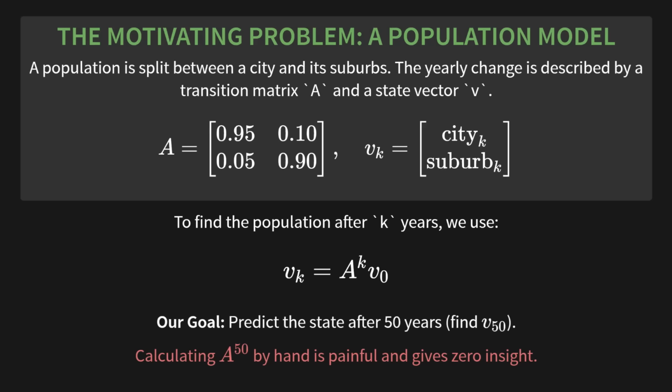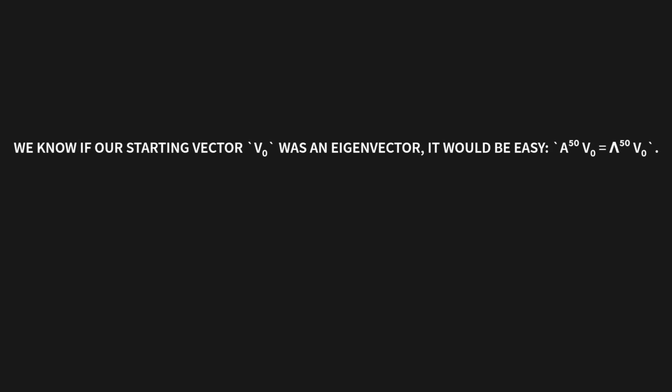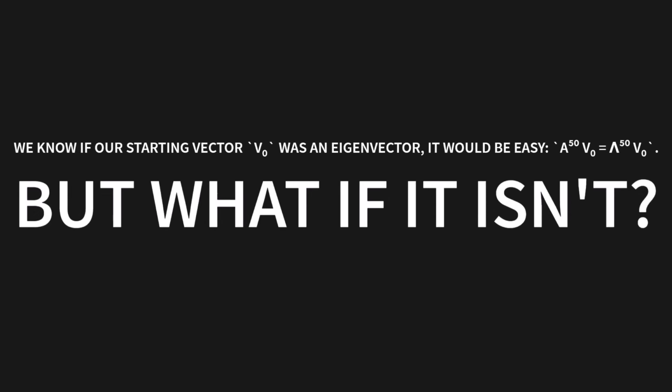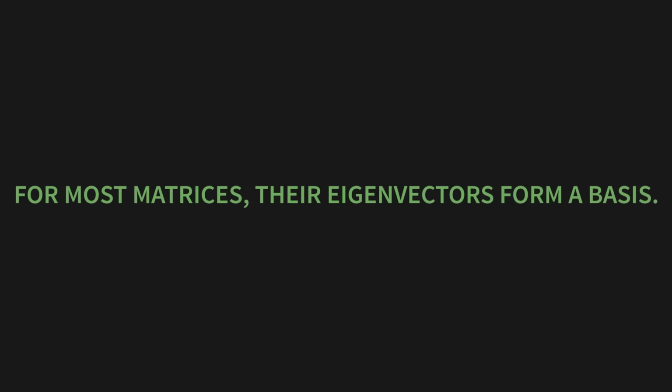Now, calculating A to the 50th by hand is painful. And worse, it gives you zero insight into what's actually happening. There has to be a more elegant way. And there is. We know if our starting vector, v0, was an eigenvector, the problem would be easy. A to the 50th times v0 would just be lambda to the 50th times v0. But what if it isn't? Here's the key idea. For most matrices, their eigenvectors form a basis.